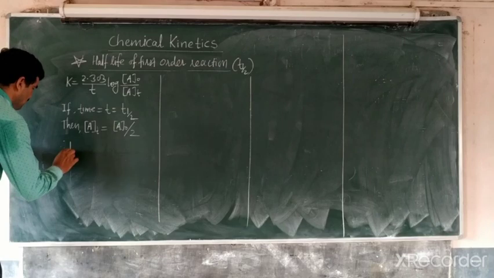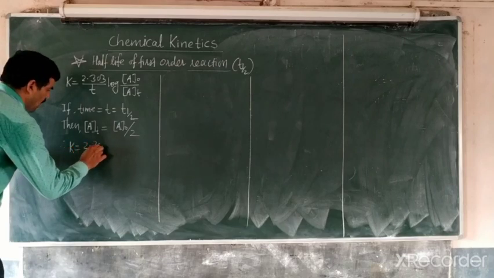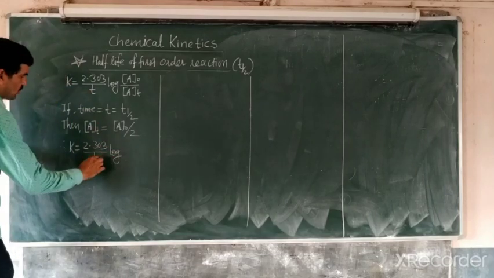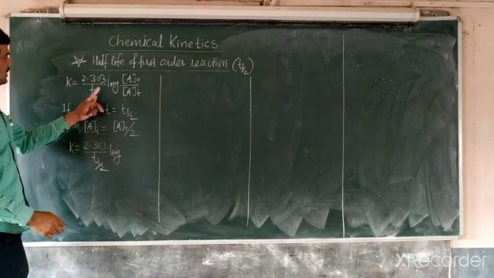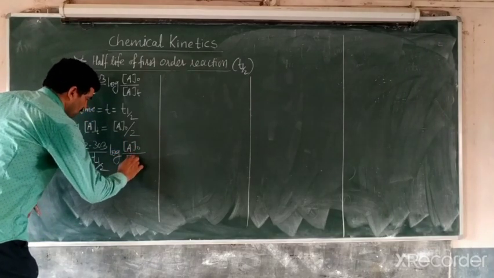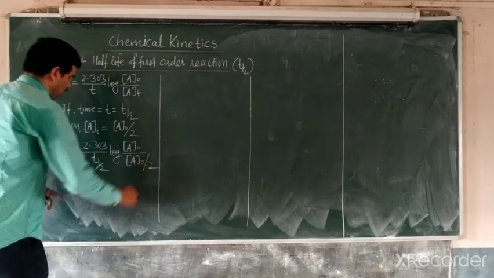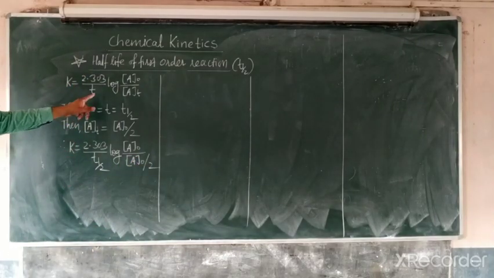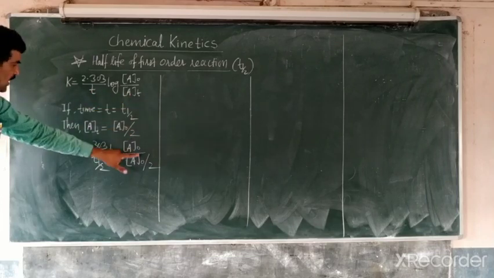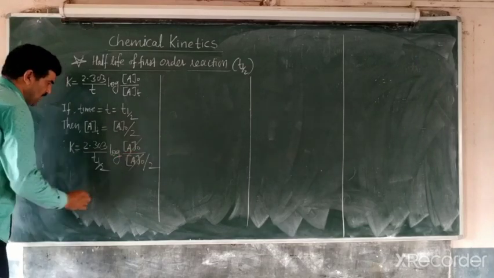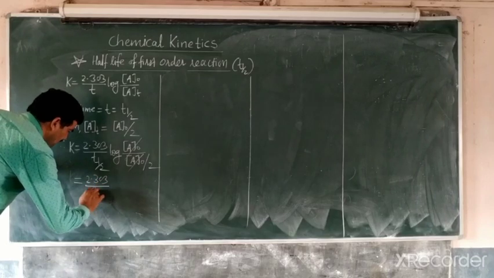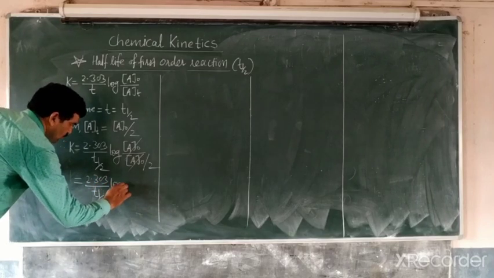Therefore here we get K equal to 2.303 by T half log of A0 upon A0 by 2. In place of T, what we have to write? T half, and in place of AT, A0 by 2. A0 and A0 get cancelled, therefore K equal to 2.303 by T half log of 2.